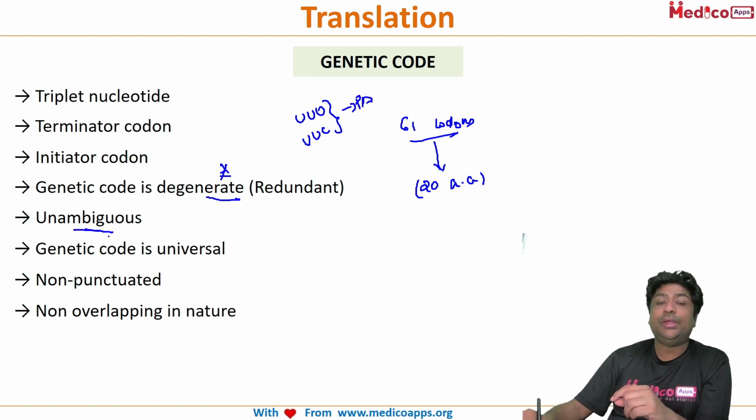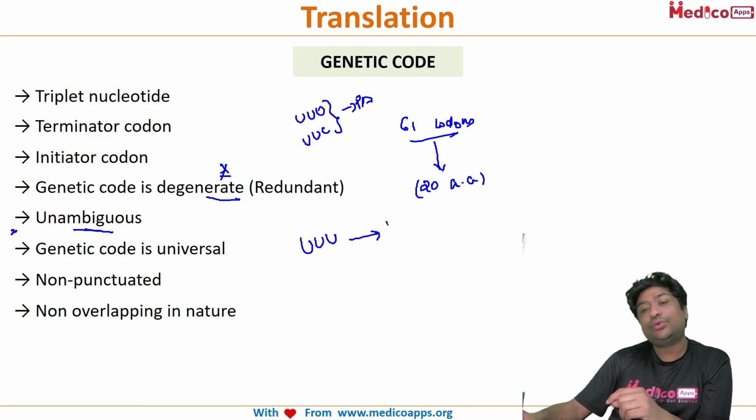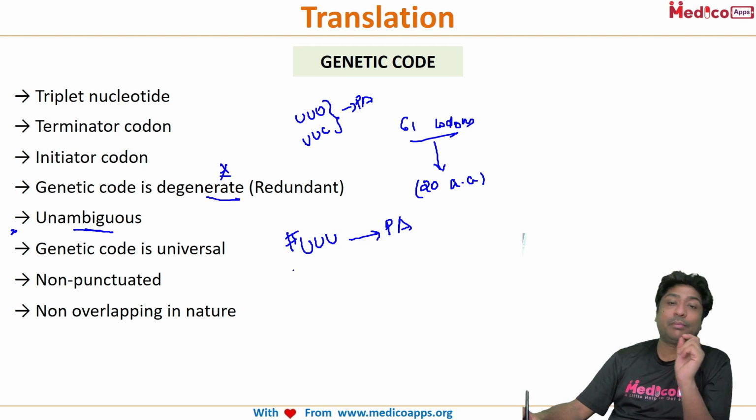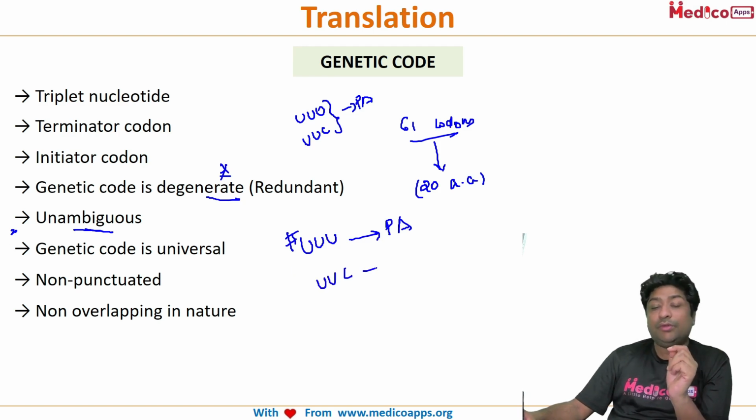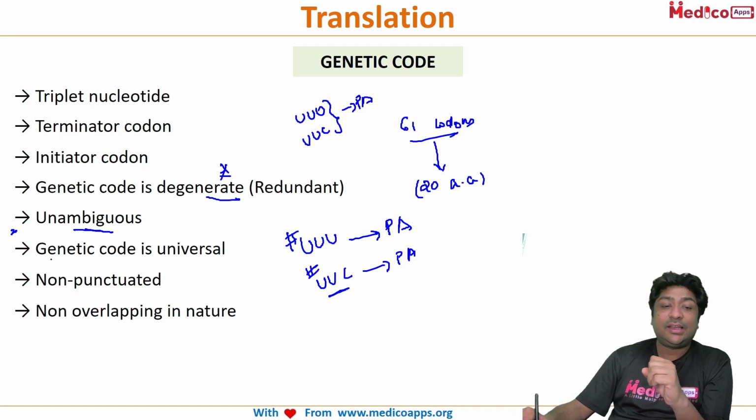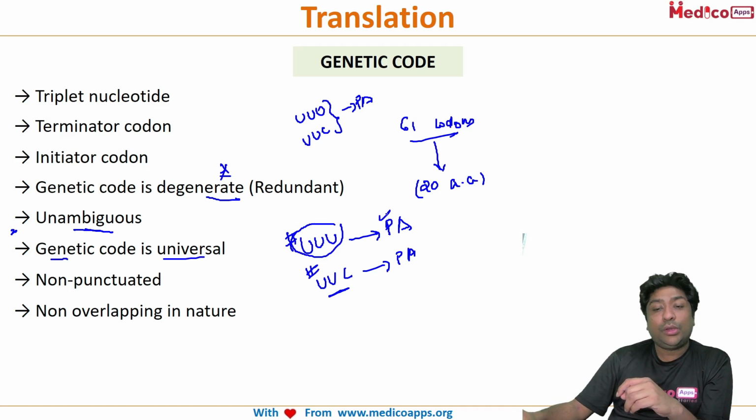It is unambiguous. What do you mean by unambiguous? Even though it is degenerate, UUU will always code for phenylalanine. A particular codon will always represent that amino acid only. For example, UUC will always code for phenylalanine. So a particular codon will always code for that particular amino acid. Genetic code is universal. What does universal mean? UUU will not only code for phenylalanine in bacteria, but also in human beings. So everywhere UUU will code for phenylalanine. This is the universality of genetic code.